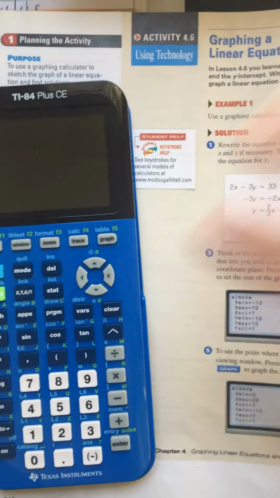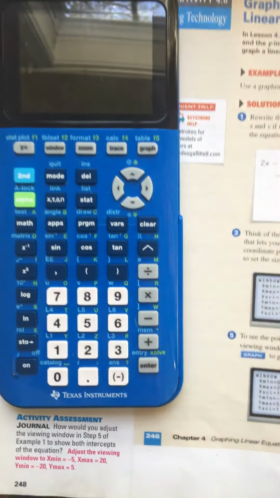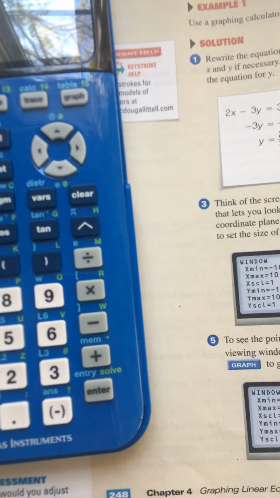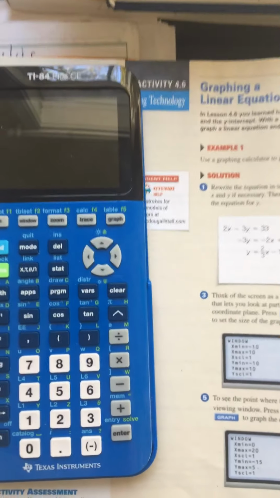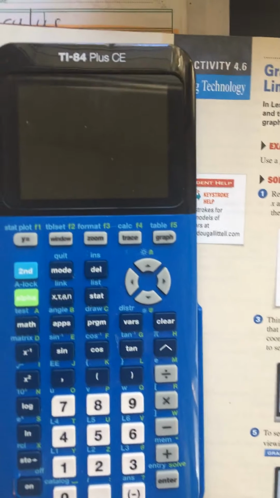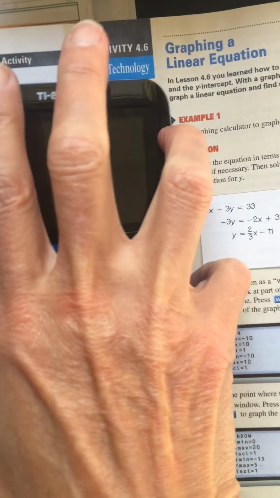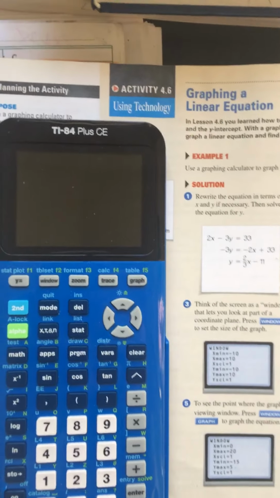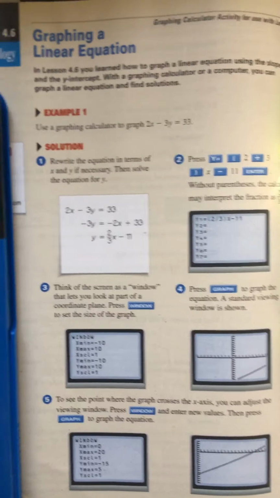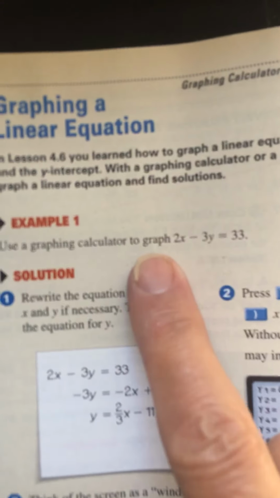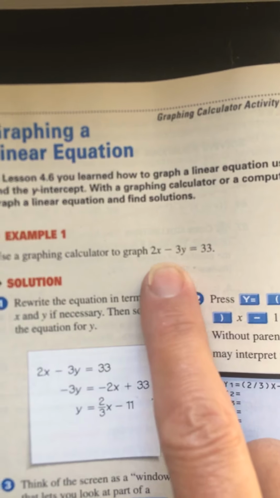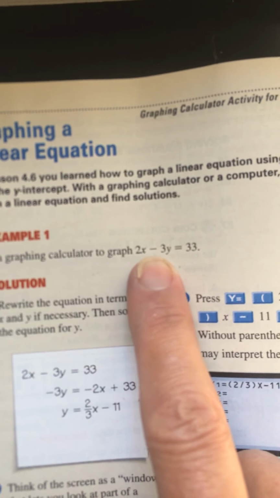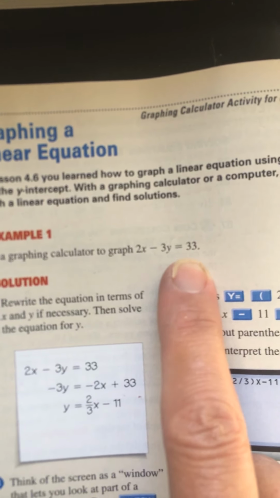We're following along in this book. It's Algebra 1, McDougal Littell, page 248. And you don't have to have this book to learn this, but it's just a good book because it has these calculator labs in it, and it kind of takes you through step by step, and then it shows you how to practice it. All right, so they want us to graph this equation: 2x minus 3y equals 33, and we're going to use our calculator to do that.